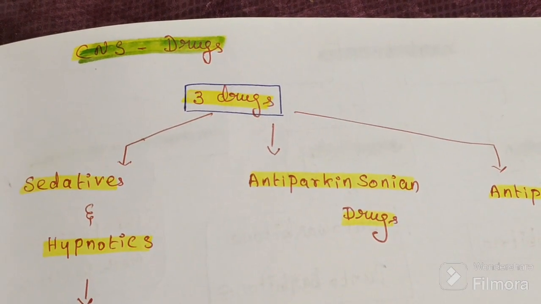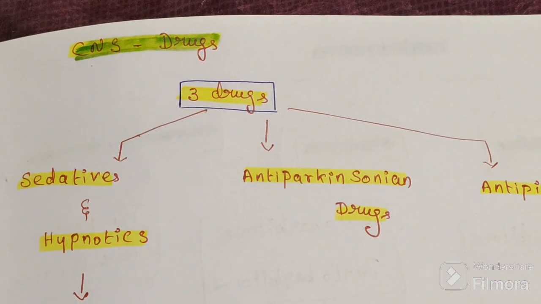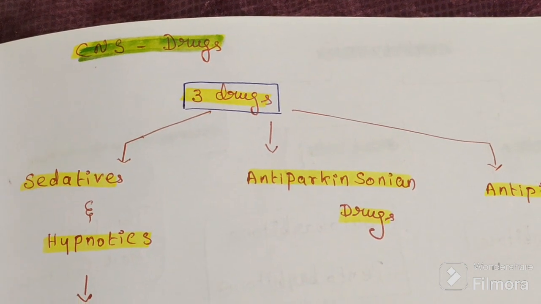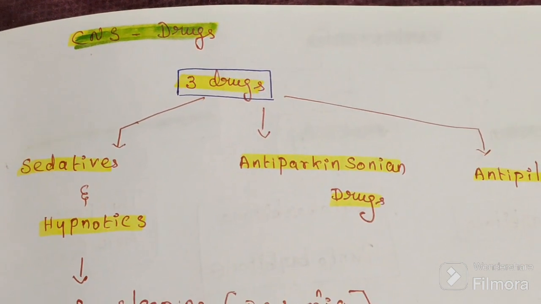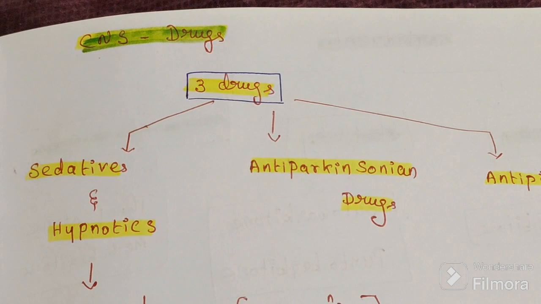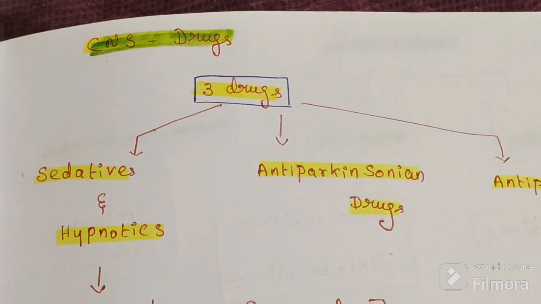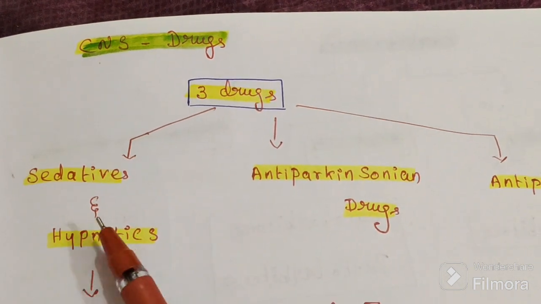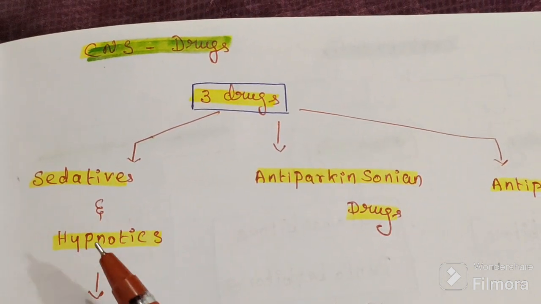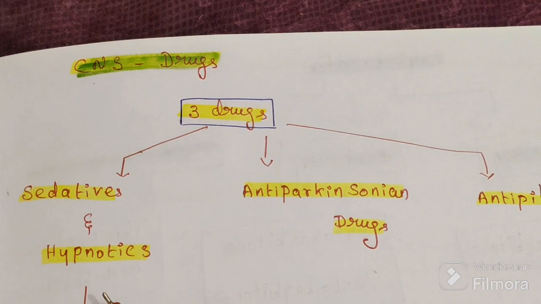Today's topic of discussion is central nervous system drugs. Here we have three drugs, or chapters, or units. The first group of drugs is called sedatives or hypnotics.